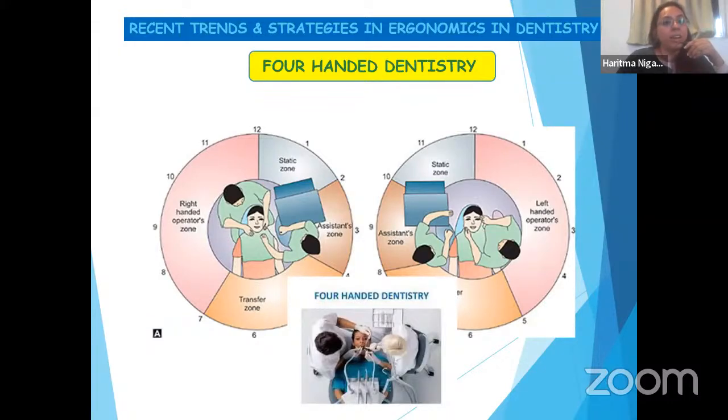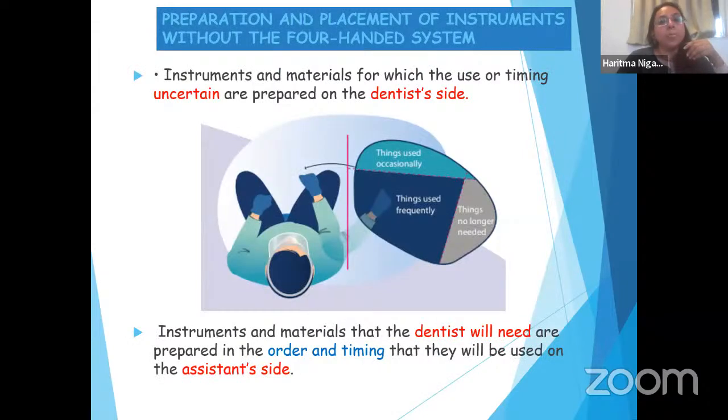But if four-handed dentistry is not being performed, and you are the only clinician working in that working area, then your zone should be divided into 3: things which are used occasionally, things which are used frequently, and things no longer needed. Things used occasionally should be kept on the dentist side, and things used frequently should be kept on the assistant side, in order and in time. And apart from that, things which are no longer used should be kept in a farther place.